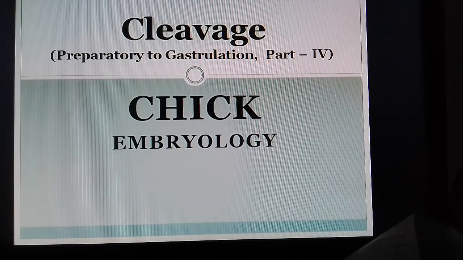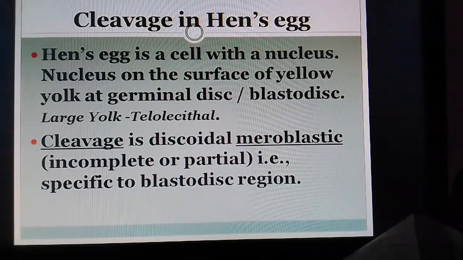This is my idea that before going into the process of gastrulation in chick, it's better having an understanding about the cleavage process, which will be resulting in the formation of blastoderm and the blastula, that what we assume as the stage to the start of gastrulation.